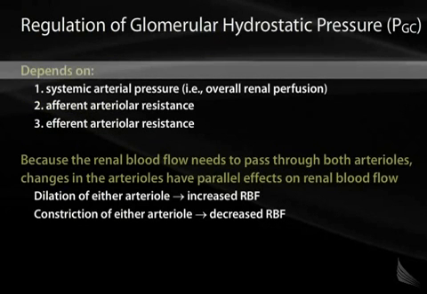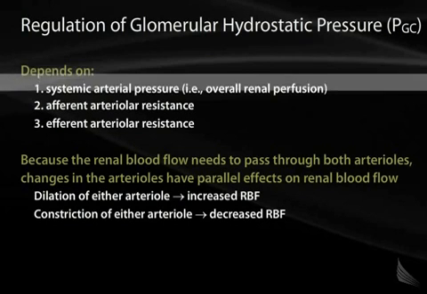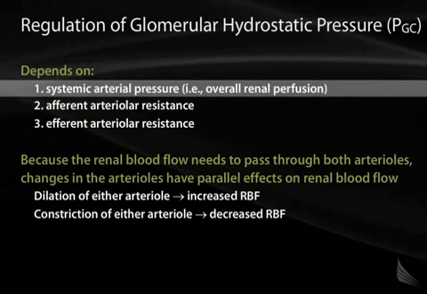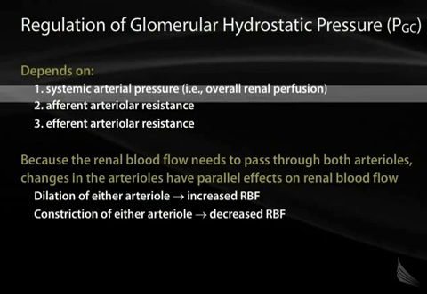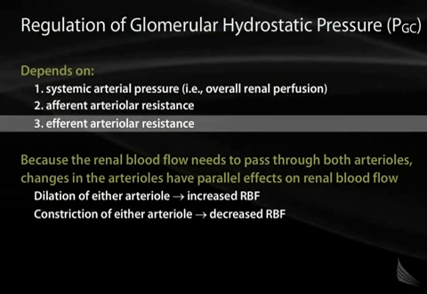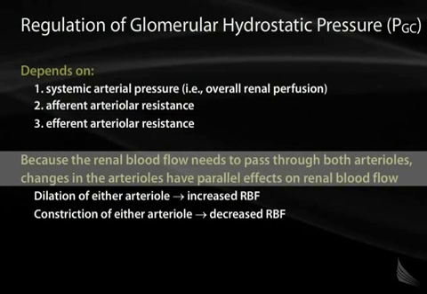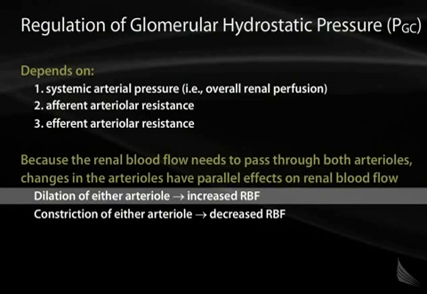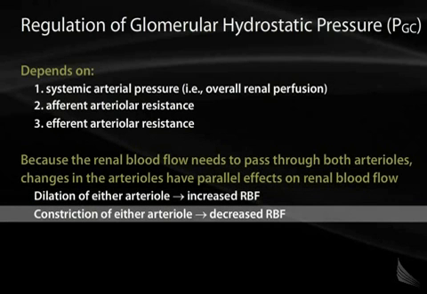The regulation of glomerular hydrostatic pressure depends on overall systemic arterial pressure, or overall renal perfusion, the afferent arteriolar resistance, and the efferent arteriolar resistance. Because the renal blood flow needs to pass through both arterioles, changes in the arterioles have parallel effects on renal blood flow, meaning dilation of either arteriole will increase renal blood flow, and constriction of either arteriole decreases renal blood flow.